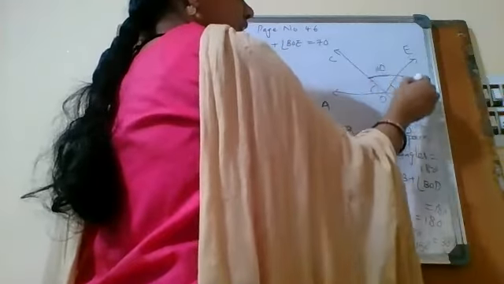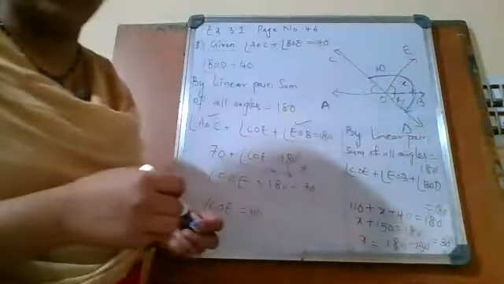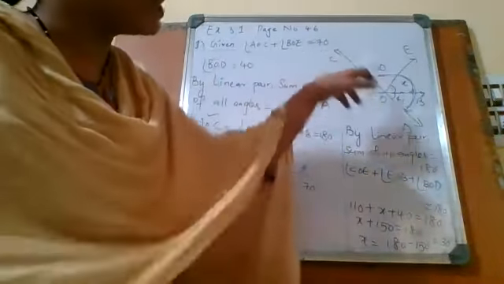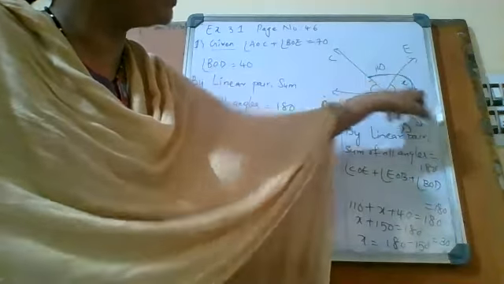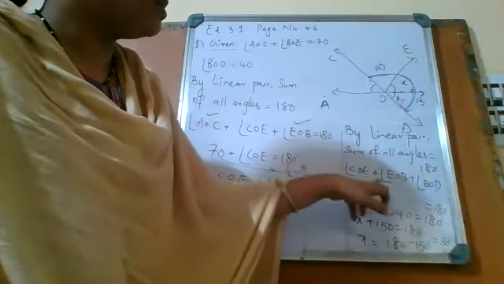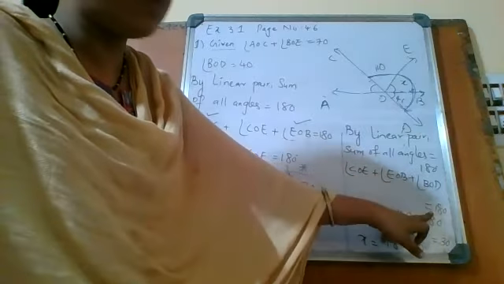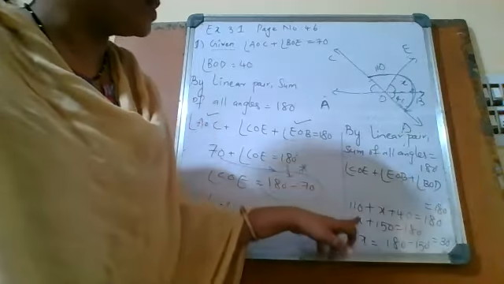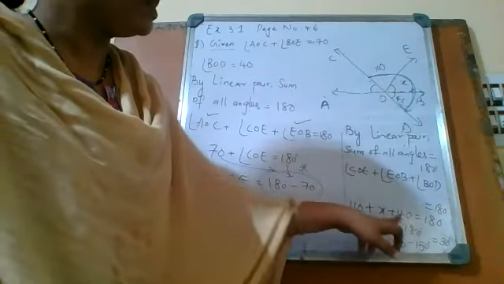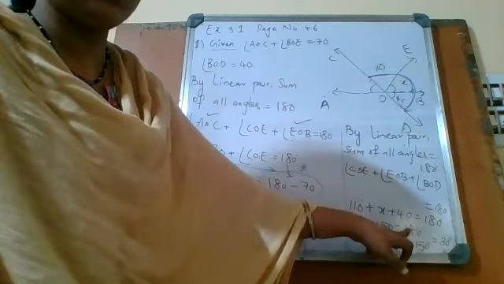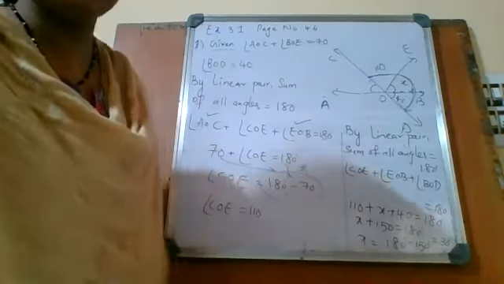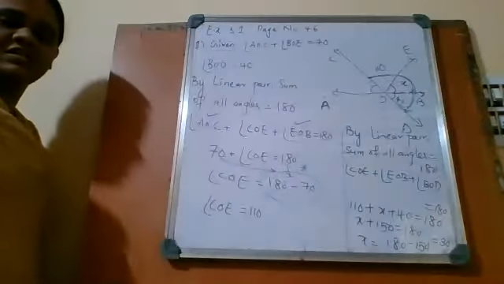Next, by linear pair, the sum of all angles is again 180 degrees. From this angle to this angle, again it is a linear pair. From the figure itself you should understand. COE, EOB and BOD must be equal to 180 degrees. 110 plus x plus 40 is equal to 180. Then x plus 150 is equal to 180. x is equal to 180 minus 150, that is equal to 30 degrees.